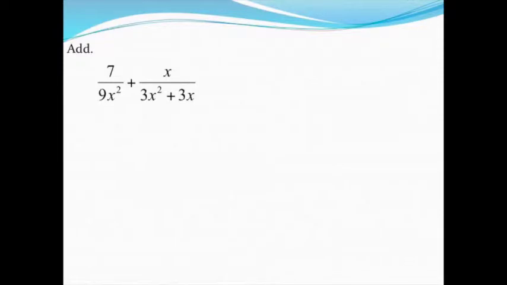Before we can add these two fractions together, we're going to need a common denominator. And before we can find that least common denominator, we're going to have to factor our denominators. Let's begin with that. The only part that can be factored is the second one. I guess you could argue the first one's already been factored. It's 9 times x squared. However, we can do a greatest common factor on our second fraction.